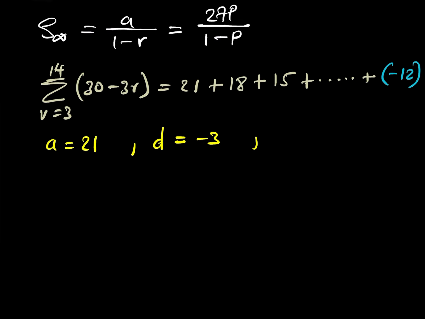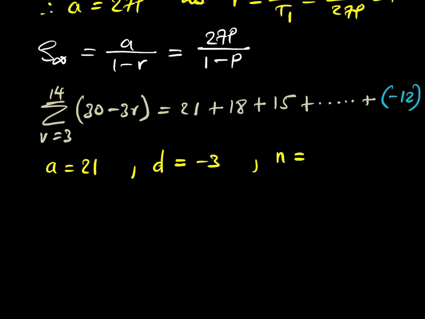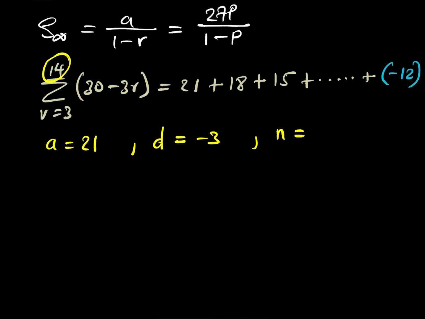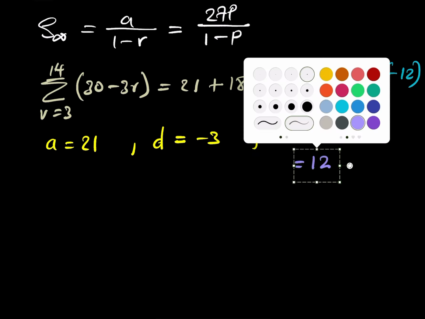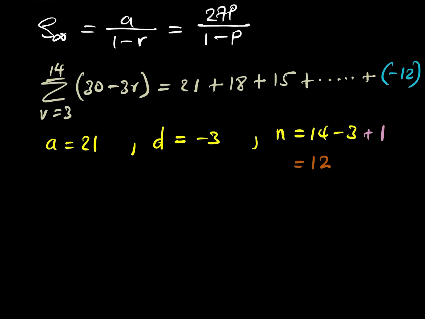And then you also need the number of terms. The number of terms is going to be the top minus the bottom, and you need to add 1. That is 14 minus 3, and don't forget to add 1. So let's see, what do you get for the number of terms? This should be 11 plus 1, and that is going to give you 12 for the number of terms. So the number of terms is 12.